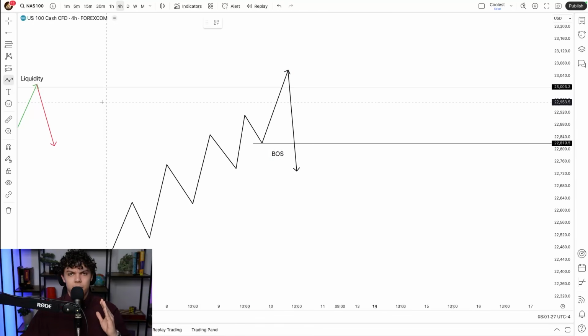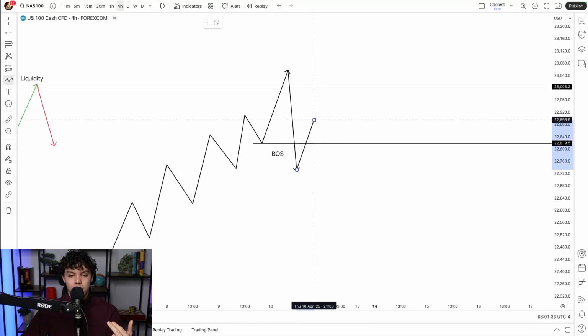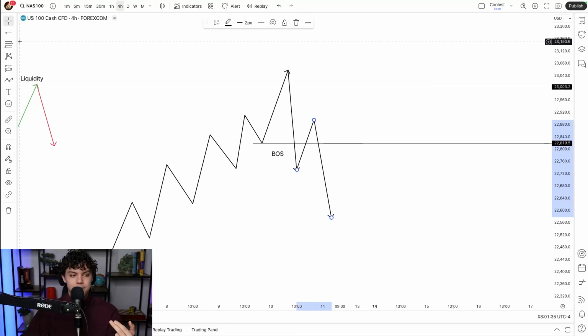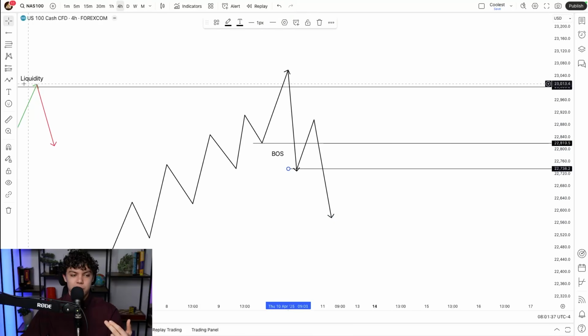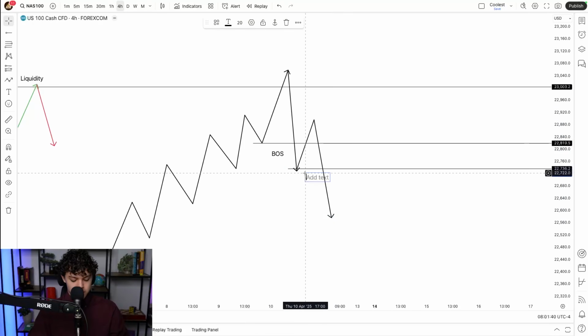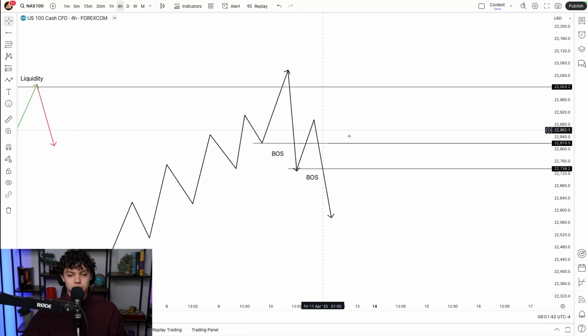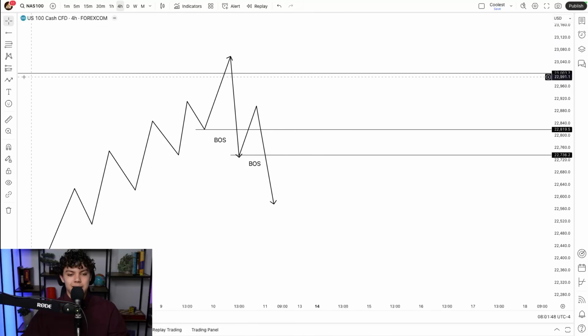But that's not enough for me. I want to see 2 of them to see that trend movement to the downside. So this is now a lower low, lower highs, and a lower low, right? This is now 2 break of structures to the downside. So this is essentially 2 break of structures. So this is now lower lows, lower highs, lower lows in the 1 minute time frame after the sweep of liquidity. This is my entry. This is my entry for the sniper entry.